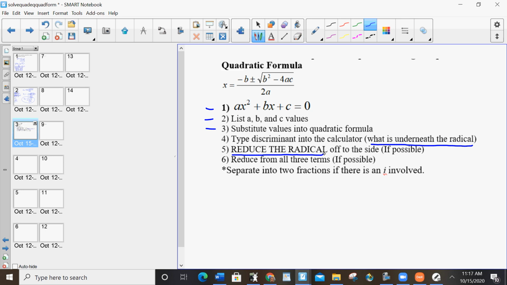And then we're going to reduce from all 3 terms. Again, it's an if possible. If we can't reduce the radical, then we can't reduce from all 3 terms. And separate into 2 fractions. There's an i involved, so we'll see that when we see that. But you want to have these to refer to help keep you organized.